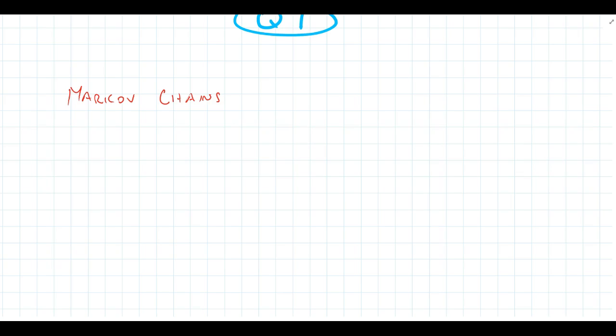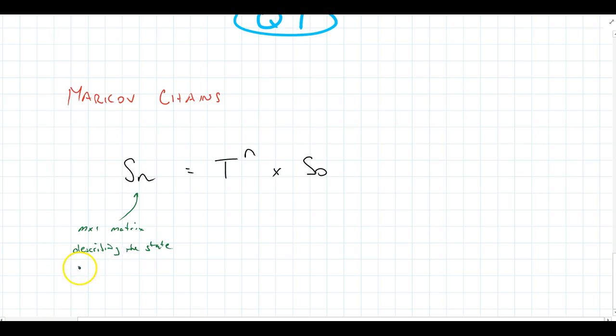So what the Markov chain works with is Sn equals T to the power of n times S naught, and I'll write some notes on what each of these things mean. So Sn is an m by 1 matrix describing the state at step n.